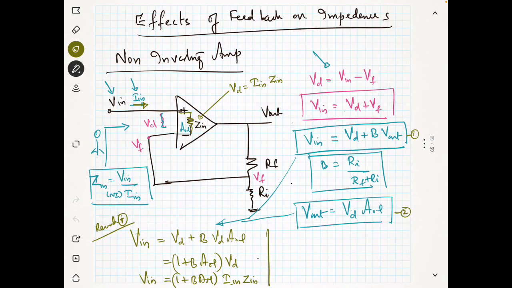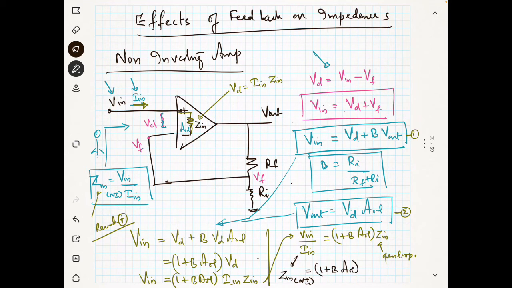So I got a very important equation. I will write it here itself. My V in divided by I in, from this equation, is equal to 1 plus B into AOL into Z in. So what is this Z in? This Z in was in open loop. So V in by I in is nothing but our Z in for the non-inverting amplifier, which is equal to 1 plus B into AOL into Z in, and this Z in is for the open loop.